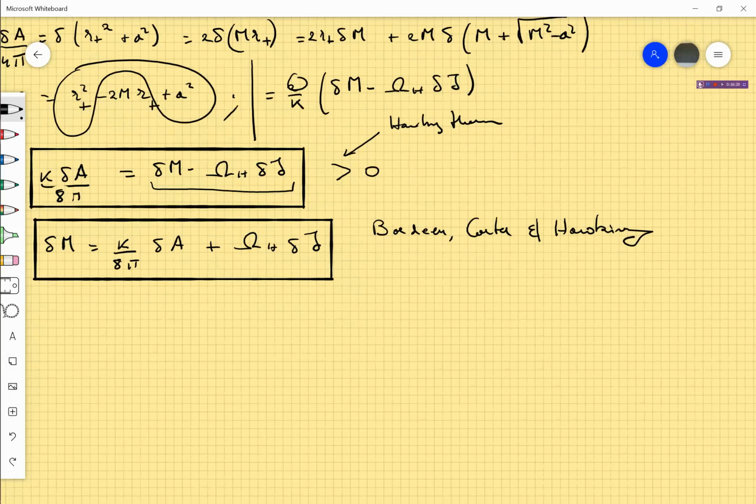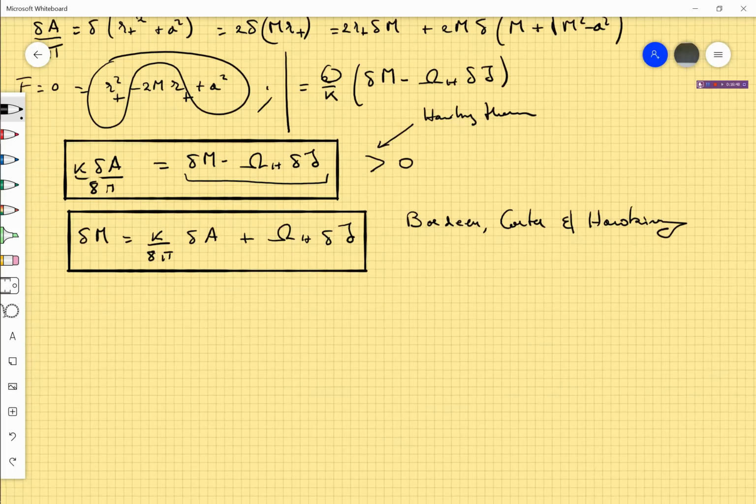the law that tells you that temperature is constant in a thermodynamic system in equilibrium is the zeroth law. Okay, and the third law that tells you that extremality, zero temperature, cannot be reached by a finite number of steps was conjectured by these people and proven much later by Israel.